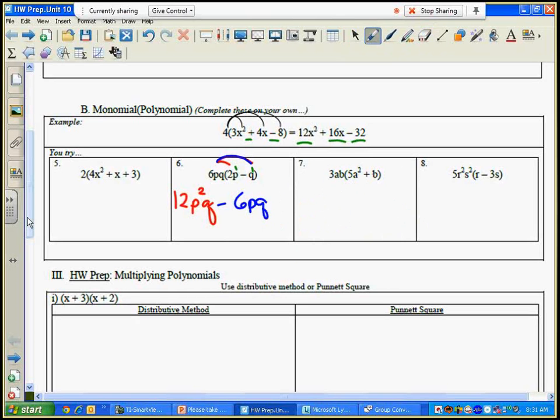Okay. Hopefully that'll help you a little bit with the examples and the ones that I did here on number 2 and number 6. I can help you with some of the others. And of course, if you have any problems with those, come and see me.